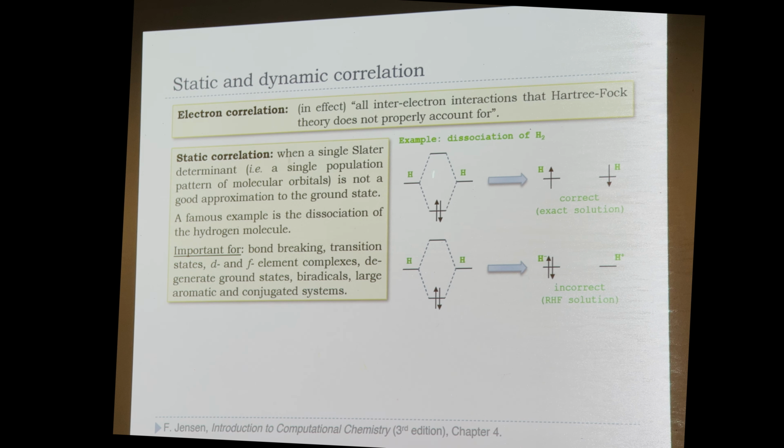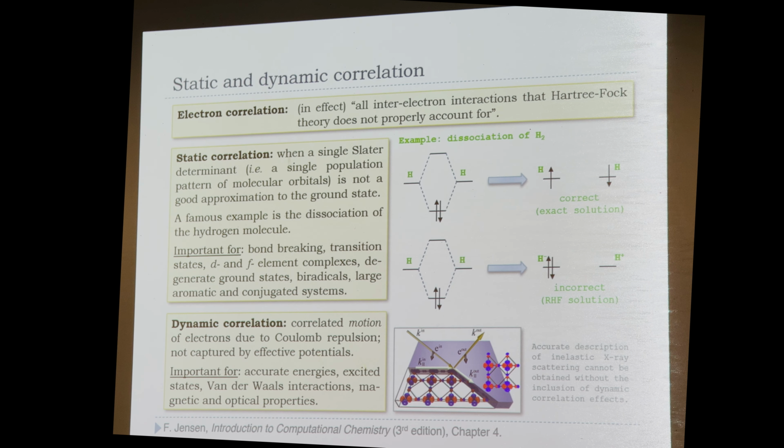And of course, for this, you either require an unrestricted Hartree-Fock calculation or preferably a calculation that accounts for both the ground and the excited state, which we will discuss in the next slides. So this static correlation is when a single population pattern of molecular orbitals is not a good approximation to the ground state. And so if you have bond breaking transition states, D and F element complexes, because D and F orbitals are very close together in energy, biradicals, large aromatic systems, these static correlation effects come into play and the Hartree-Fock approximation breaks down.